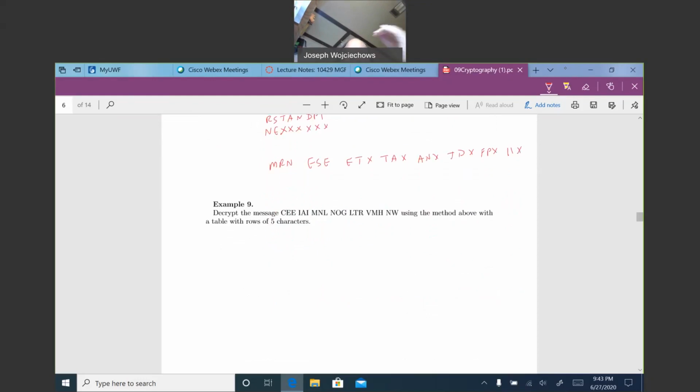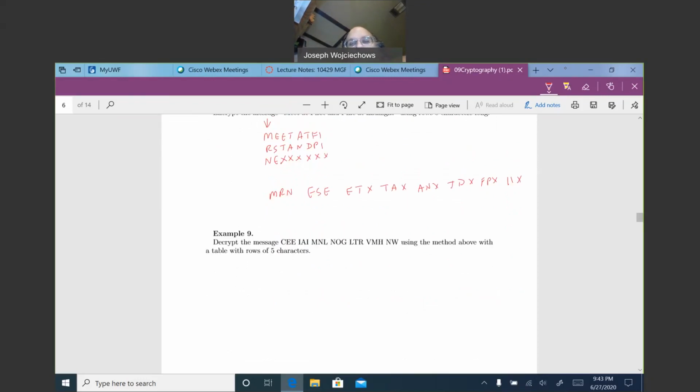Okay, now we have the same thing here. Decrypt this message using the method above and a table with rows of 5 characters. So let's see, do we have what we need here? 3, 6, 9, 12, 15. We have 20. So we're going 4 deep.